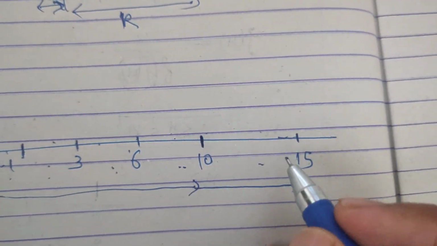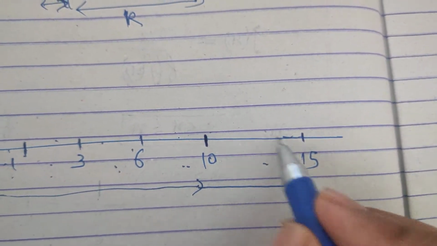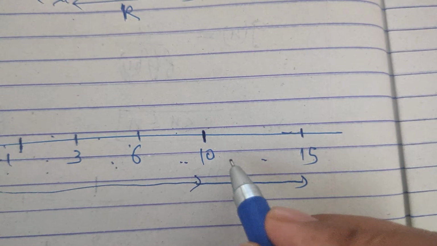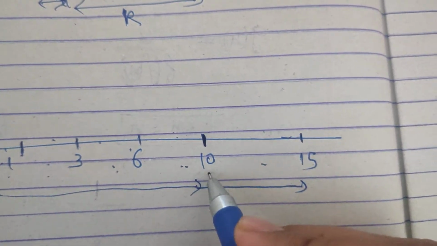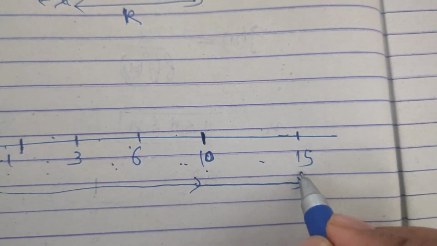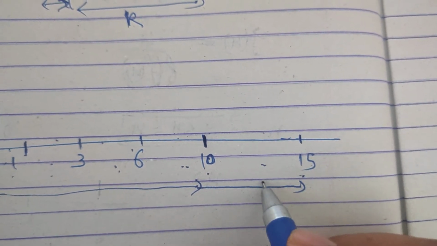Now the problem comes when the number lies in between any of these, such that if we have to go straight from 10 to 15, then again we have to come backwards.